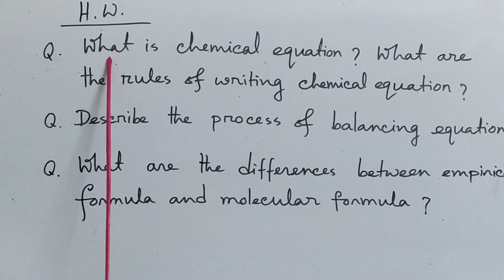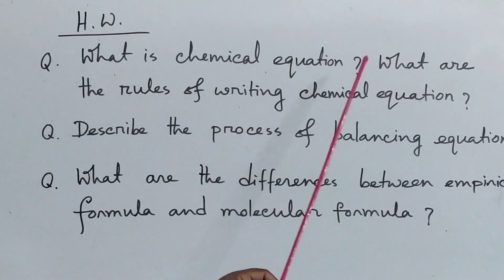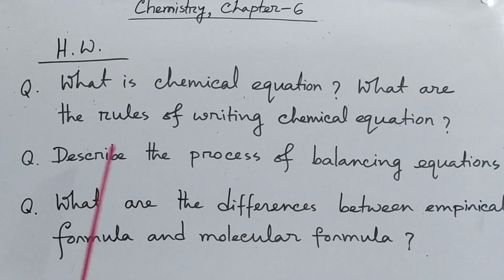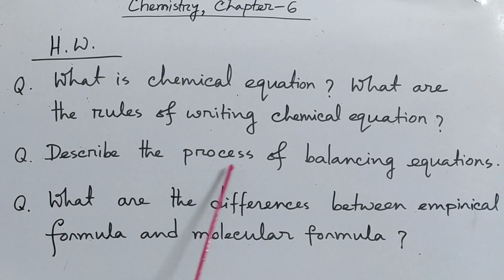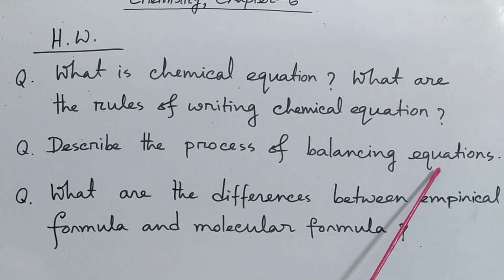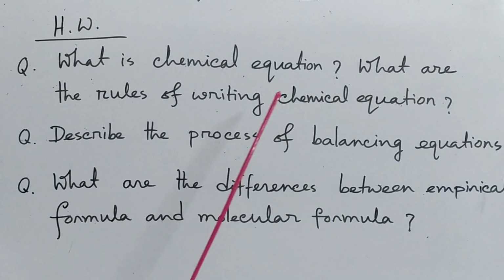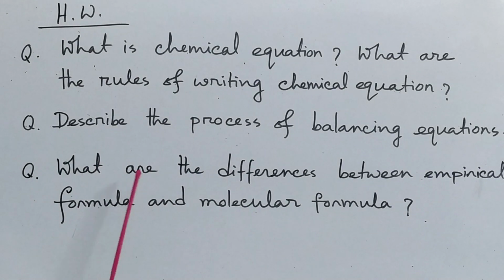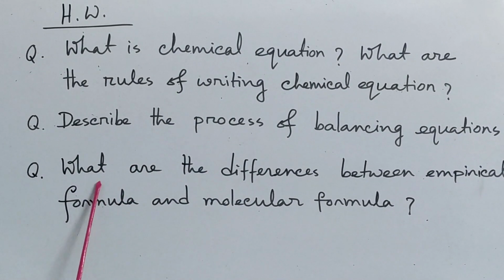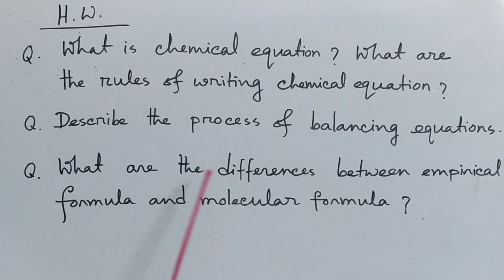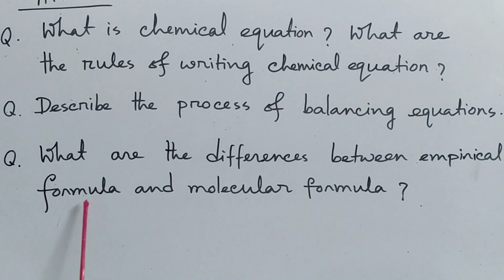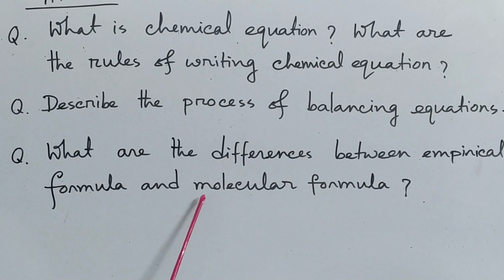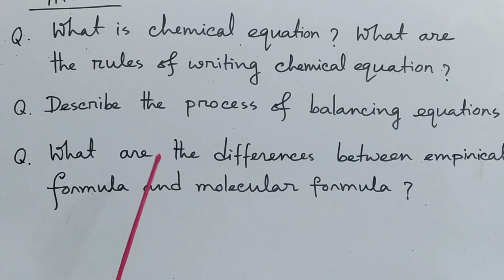First one is what is chemical equation? What are the rules of writing chemical equation? Then second one I have given, describe the process of balancing equations. There are 5 process rules, you write it in homework copy. Then from the previous lesson I have given a question. In the previous class I discussed what are the differences between empirical formula and molecular formula. I have shown the mathematical problems also.